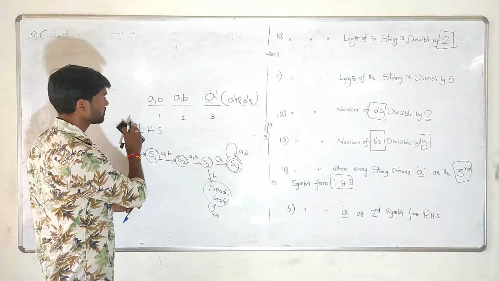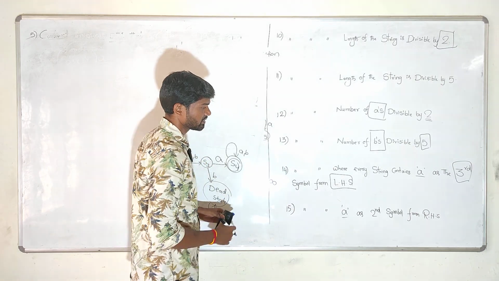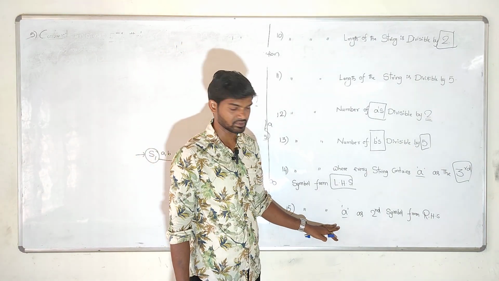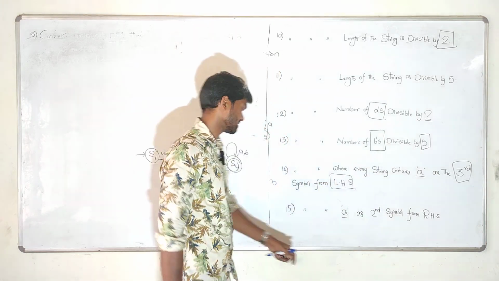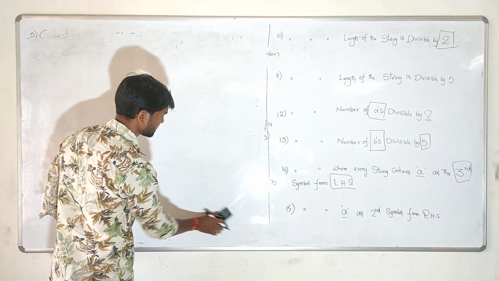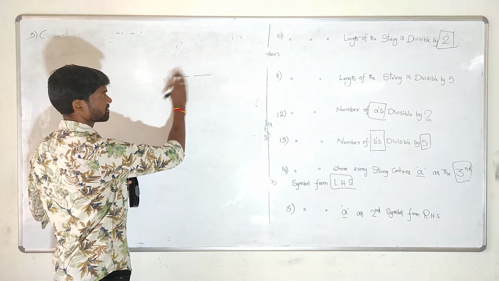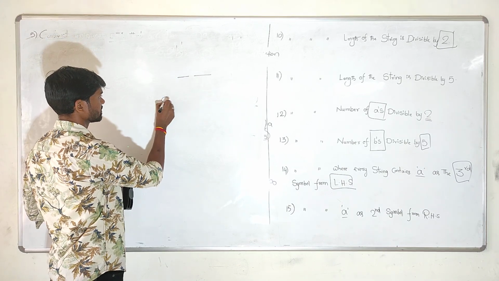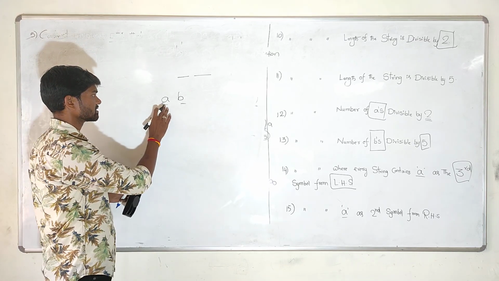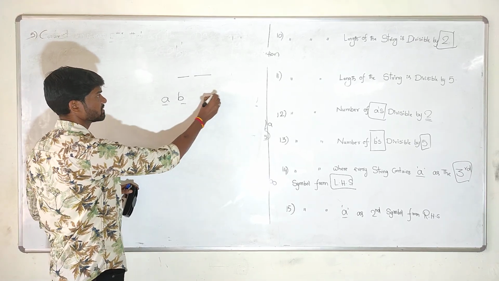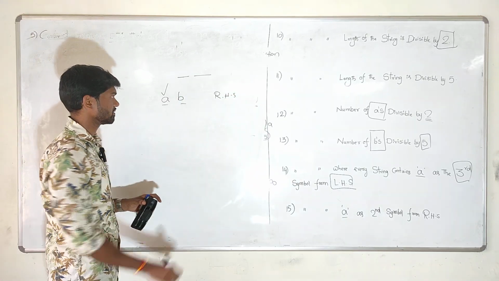Now coming to the 15th question, same thing like that. Construct a minimal DFA that accepts all the strings of A's and B's where A is the second symbol from the right hand side. He restricted that if you take any string from the right hand side, suppose the string contains A as the second symbol from the right hand side, then yes. If you come from the right hand side, A is the second symbol.